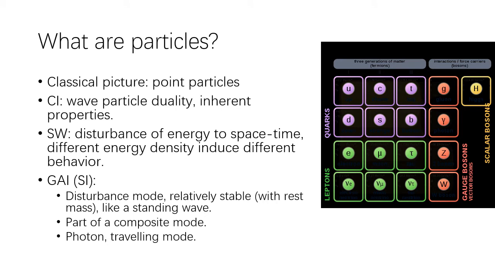What are particles? When we talk about the particle, we usually mean classical picture of particle, which is a point, even in quantum mechanics. However, this is certainly not true, but mostly close. The only exception is a photon. The official definition of a particle in quantum field theory is still different from standard interpretation. In standard interpretation, a particle is a disturbance mode of energy to space-time, usually stable, like a standing wave or a whirl. An elementary particle in quantum field theory might be a part of some composite mode, such as a baryon or a gluon. Photon is an exception. We will talk about it later.